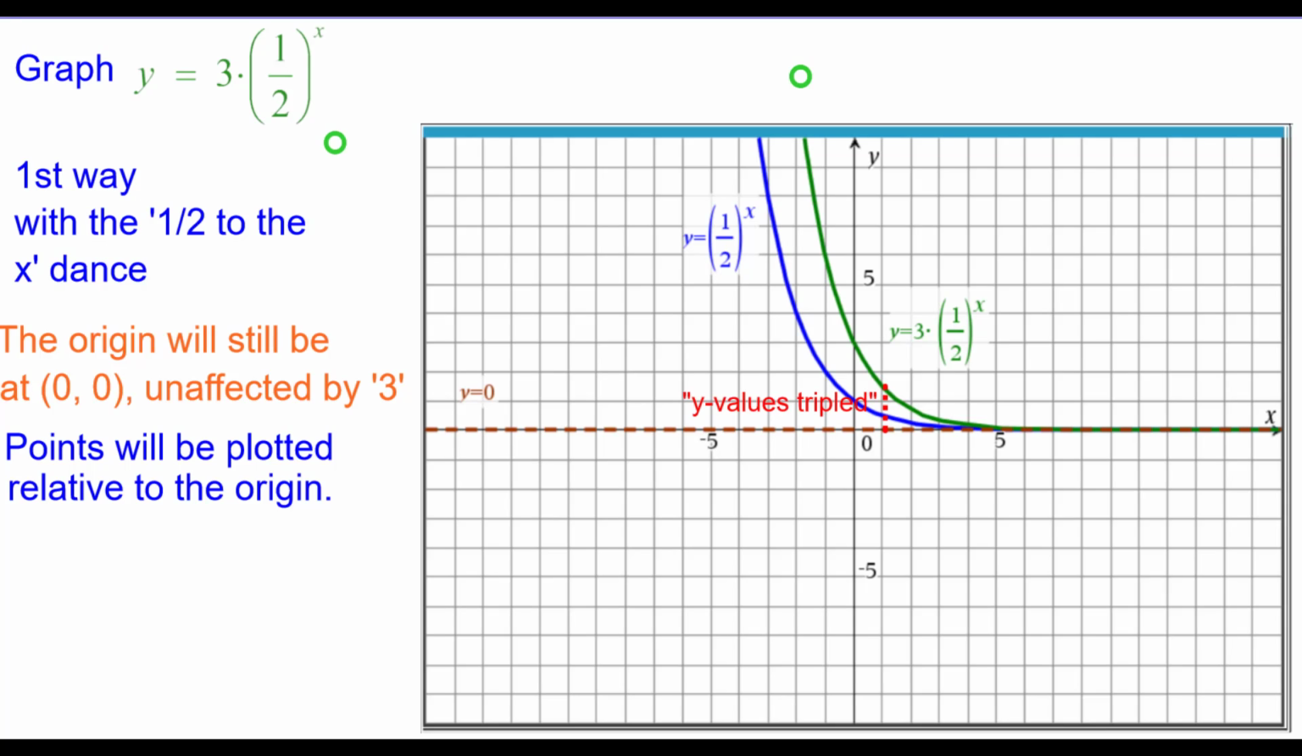Comparing that to the parent function, you can see that going from blue to green, the blue values are tripled going to the green. Also here, blue is 1, green is 3, tripled, and here also tripled.